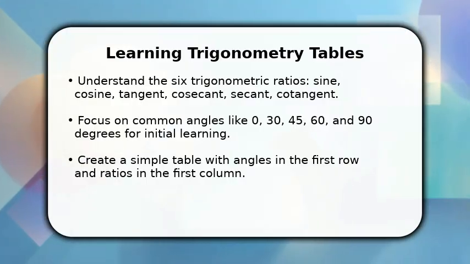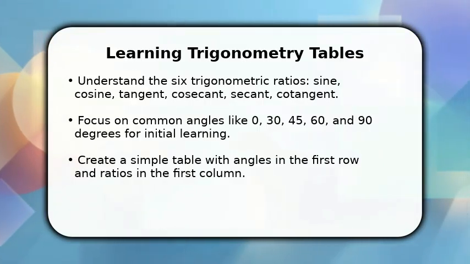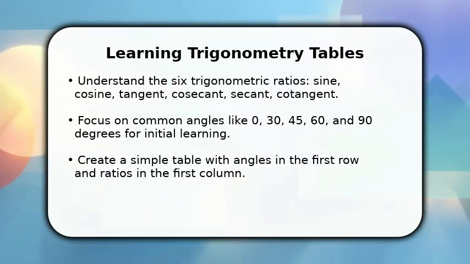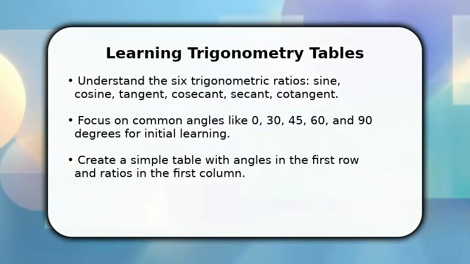In this video, I will explain how to learn trigonometry tables. First, let's set up our table with the 6 main trigonometric ratios: sine, cosine, tangent, cosecant, secant, and cotangent. We'll focus on common angles like 0, 30, 45, 60, and 90 degrees.